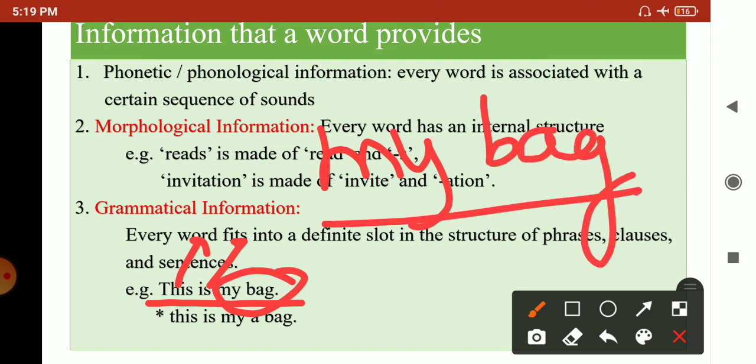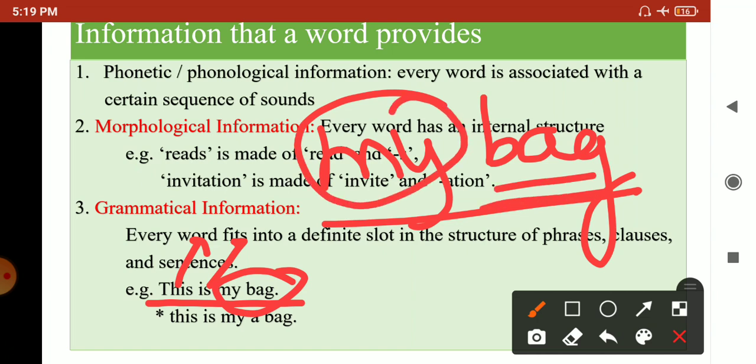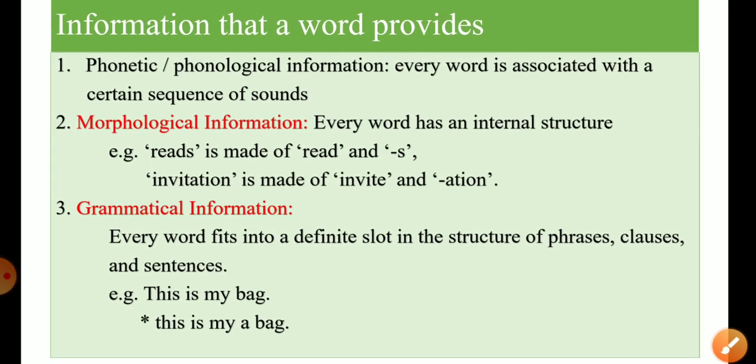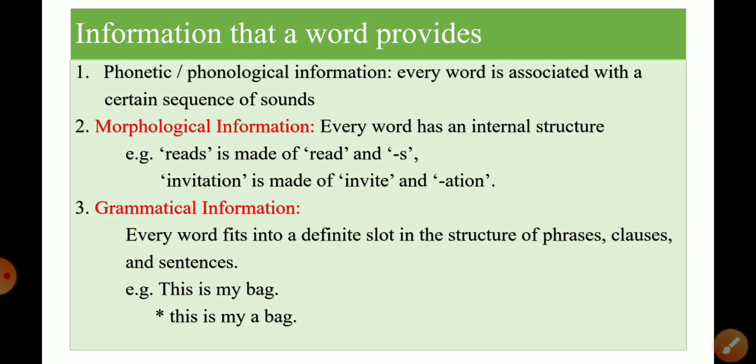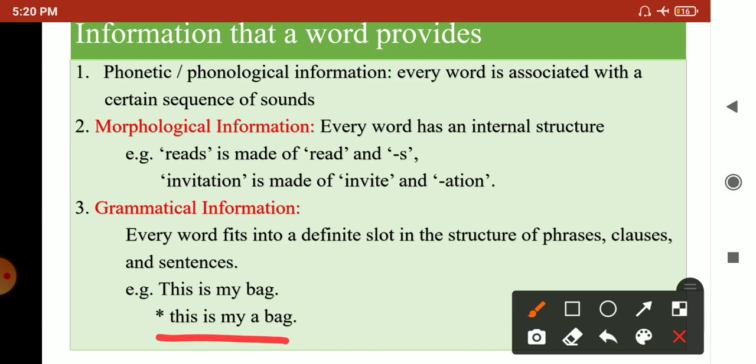In this phrase, this word always comes before this, or possessive pronouns always come before nouns. This you have to understand. Then and then only you can create meaningful utterances, meaningful expressions, meaningful sentences. Such a sentence will not be accepted in English.